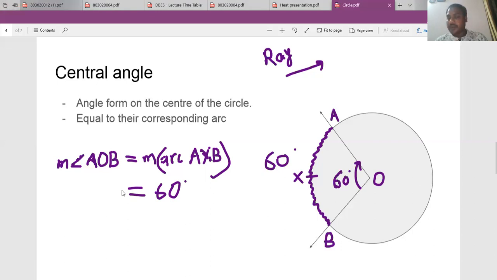I hope this one is clear. So this is very simple. The central angle is equal to the corresponding arc. The angle covers some portion of the circumference, and whatever value we get for that small portion of the circumference, we use that as the angle value also. So if the arc is 60 degrees, the angle becomes 60. If the angle is 40 degrees, the arc becomes 40 degrees. Okay, I hope this is clear to you all.